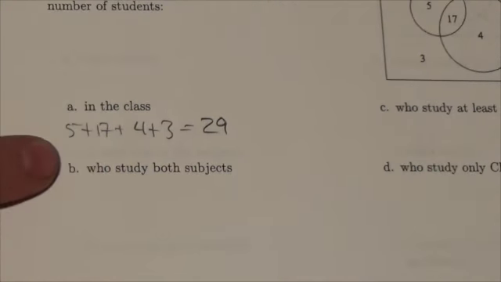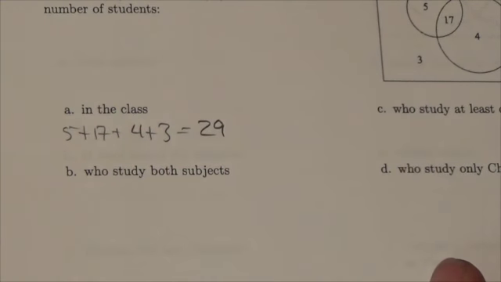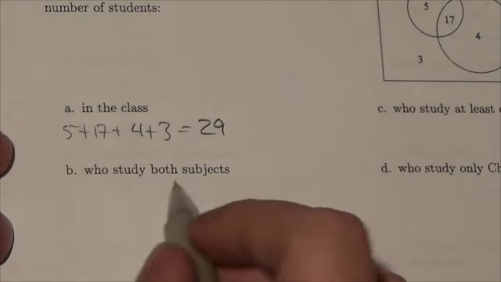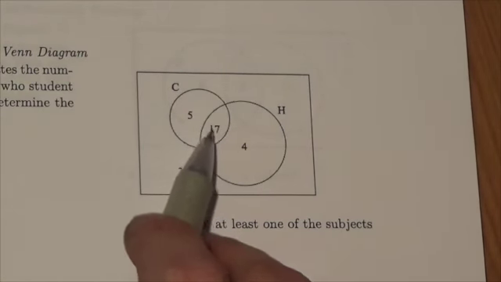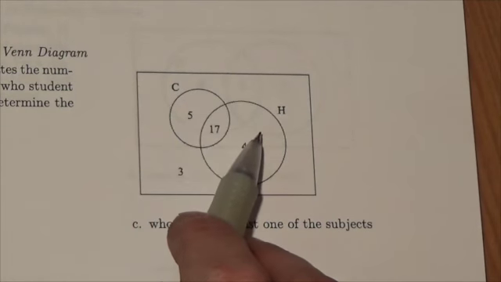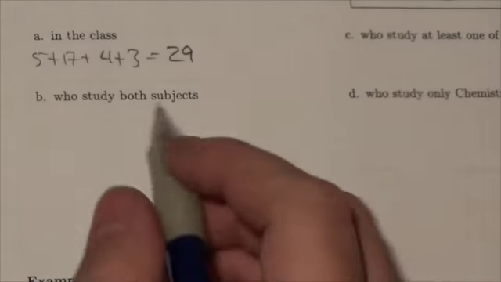Okay? The number of people who study both subjects. Now in a previous example, I misread what that was referring to, but I understand in context now. Who study both, this is basically referring to the overlap of these two sets. Okay, so the overlap, people who are in both chemistry and history, simply 17.